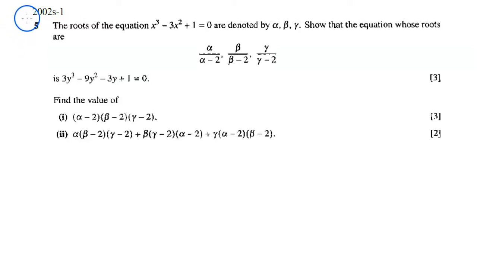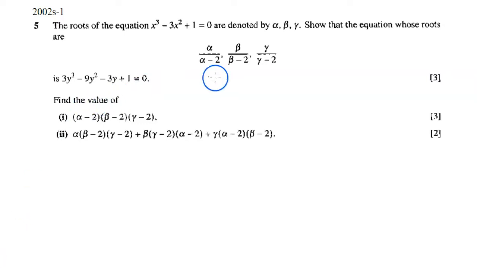This question is from 2002 summer, paper 1 of the further maths exam, and it's question 5. The roots of the equation x cubed minus 3x squared plus 1 equals 0 are denoted by alpha, beta, and gamma. Then it says show the equation whose roots are alpha divided by alpha minus 2, beta divided by beta minus 2, and gamma divided by gamma minus 2 is 3y cubed minus 9y squared minus 3y plus 1 equals 0.